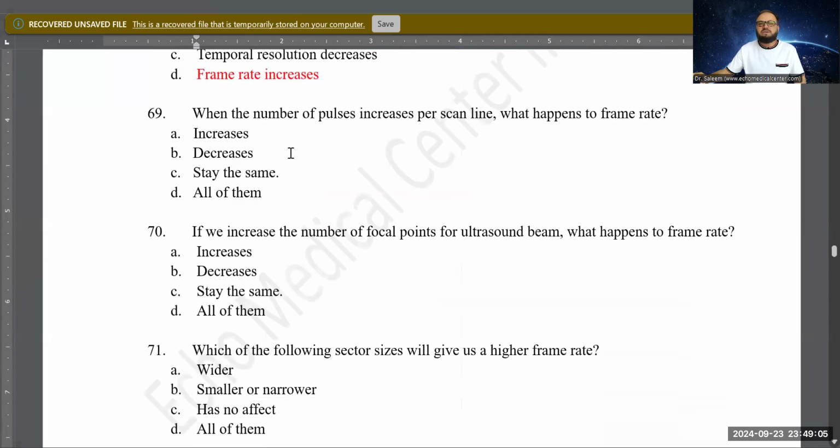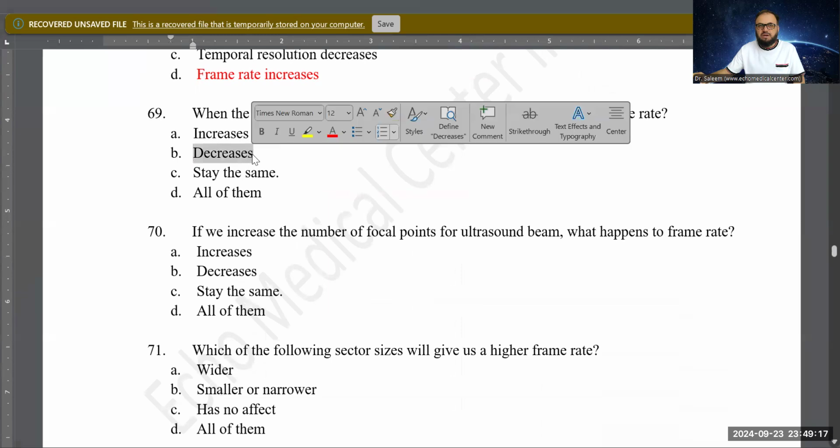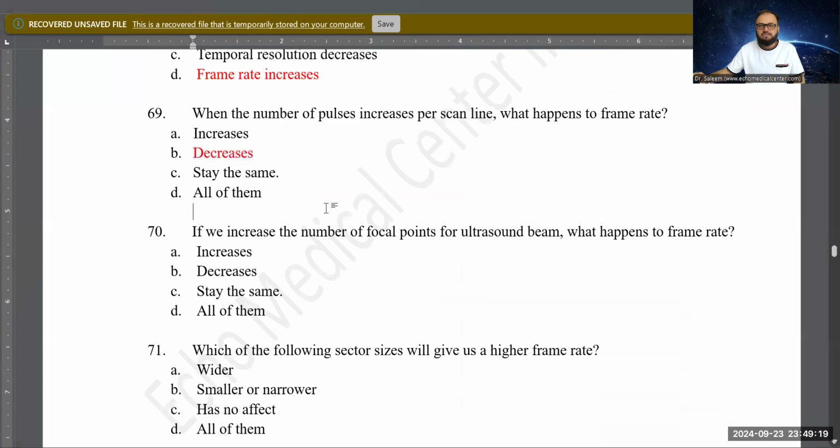When the number of pulses per scan line increases, what happens to the frame rate? If we increase the number of pulses per scan line. Exactly, they have an indirect relationship. That will decrease, correct. Next, if we increase the number of focal points for the ultrasound beam, what happens to the frame rate? What do you think?